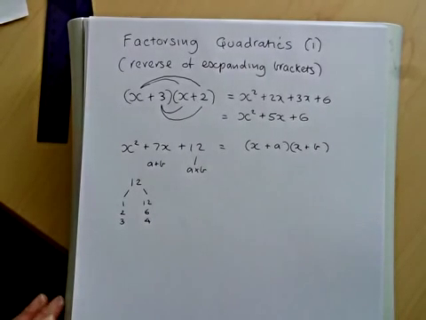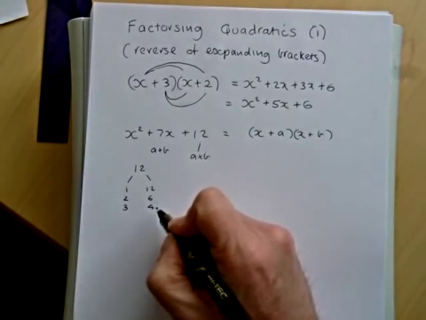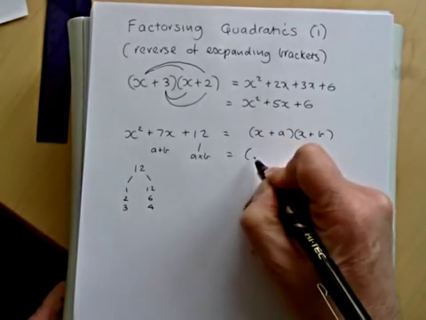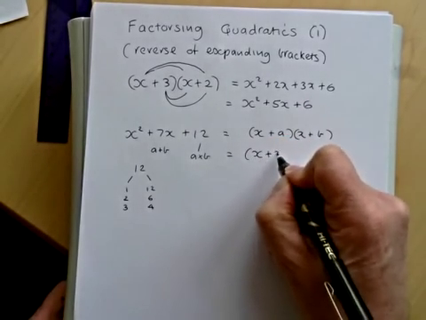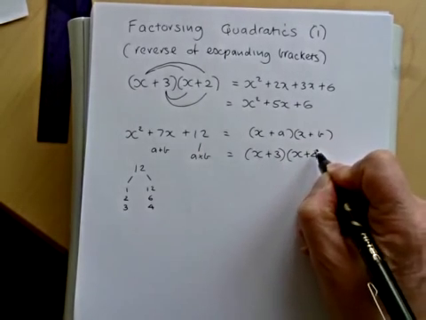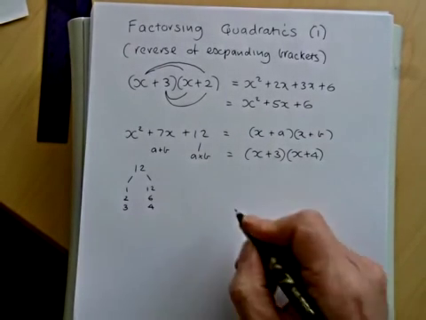So I'll write that a bit larger on my next one. So the pair that give me the 7 are the 3 and the 4. So my answer will be x plus 3 times x plus 4. So let's take another one.